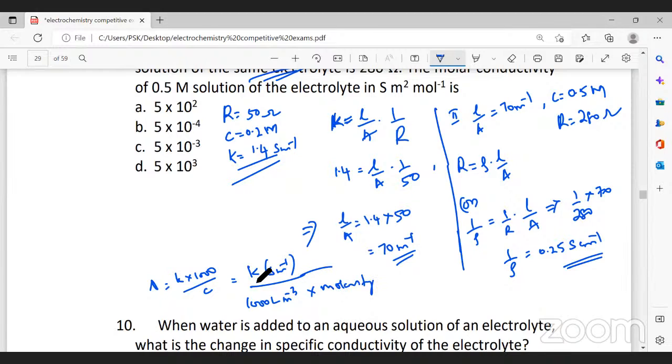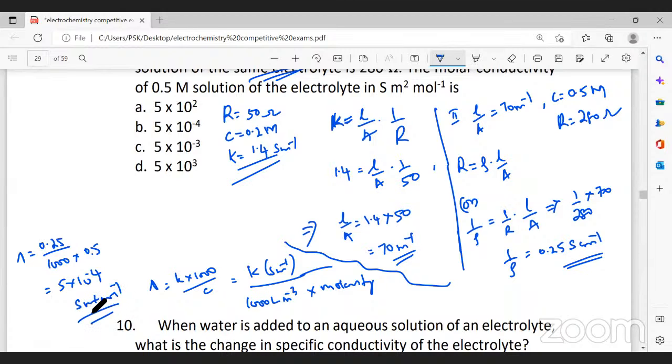So we can write this also because concentration is inversely proportional to volume. So when you write this, I'll write the substitution here. Lambda will be 0.25, which we found out here, divided by 1000 into 0.5. So on simplification, you'll get 5 into 10 to the power minus 4 Siemens meter square per mole. Therefore, the answer for this question is option B, 5 into 10 to the power minus 4.